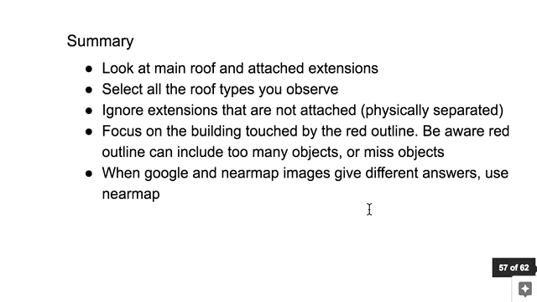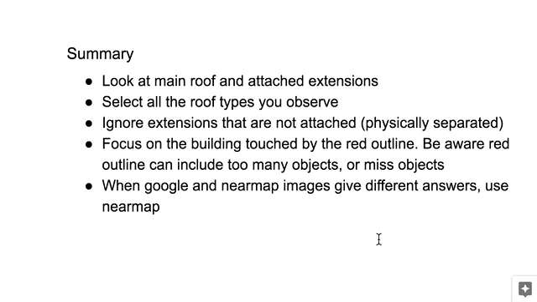Conversely, sometimes the red outline may miss objects that you are supposed to look at. For instance, here, it missed this flat extension that is connected to the hip roof. Therefore, this one should be labeled hip and flat. So that's everything I wanted to cover.